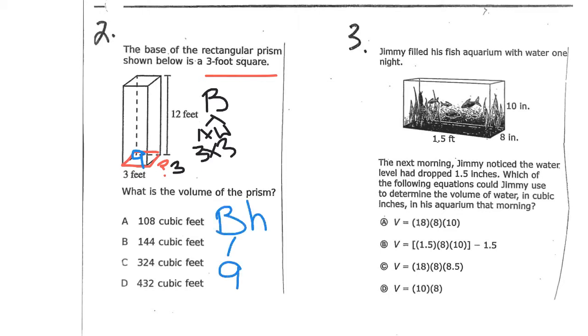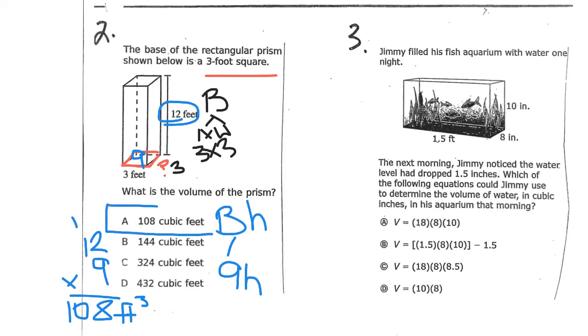Now my last step is I still have to multiply 9 times our height. They also give us our height over here, which is 12, so I'm going to need to do a little bit of work, but that's okay. 12 times 9. I'm going to write it over on the side. 9 times 2 is 18. 9 times 1 is 9, plus 1 is 10. So we get 108 feet cubed, which is the same thing as 108 cubic feet.